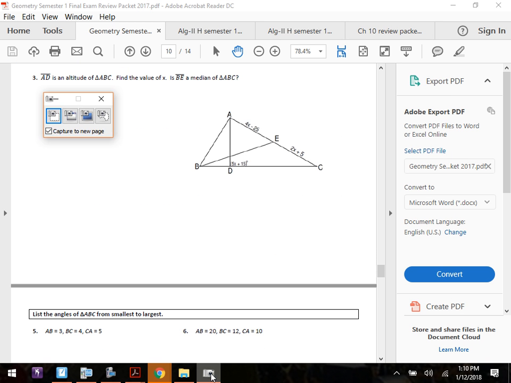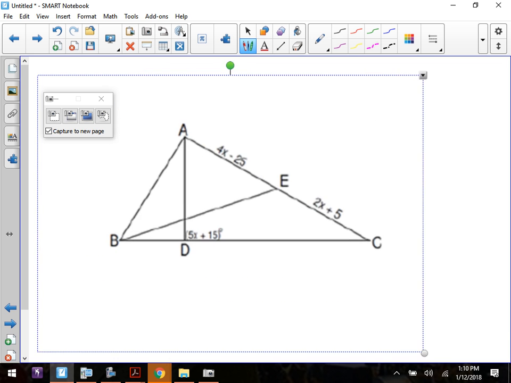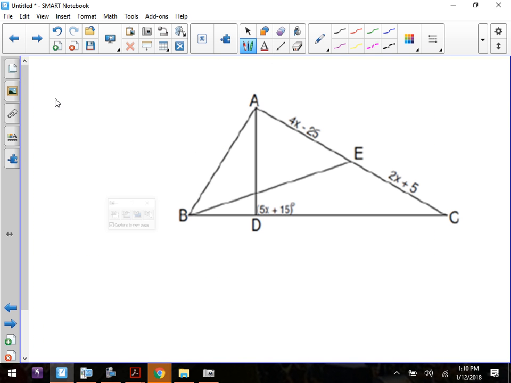Altitudes and medians. Montana and I were talking about this earlier. A lot of times when you're looking at problems in math, it's one of those things where you either know the definition well, or you can kind of fudge your way through it.